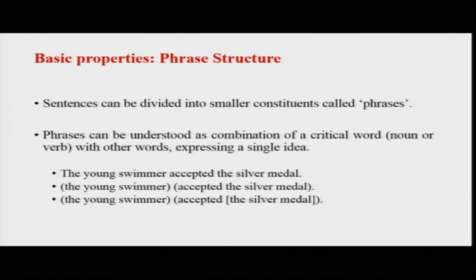Okay. Or you can divide it slightly differently. Say for example, you can say the young swimmer, and then you can have accepted, and then you can have silver medal. You can look at this in terms of three different ideas. So, you can divide the phrases in this particular manner. One thing is, how are you chunking this particular thing? There is not really a very strict guideline of doing this. If you do it in one way, you get a particular meaning. If you do it in another way, you get another particular meaning. That is something that you have to always remember.